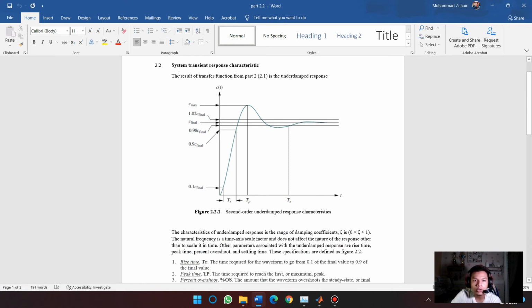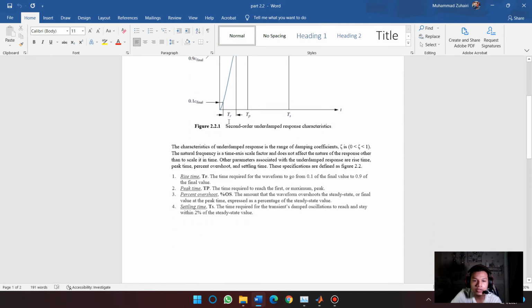So today I will continue part 2.2, System Transient Response Characteristic. Okay, based on 2.1, the graph refers to the underdamped response. From the graph, we can find 4 values. Firstly, rise time. The rise time is the time required for the waveform to go from 0.1 of the final value to 0.9 of the final value.